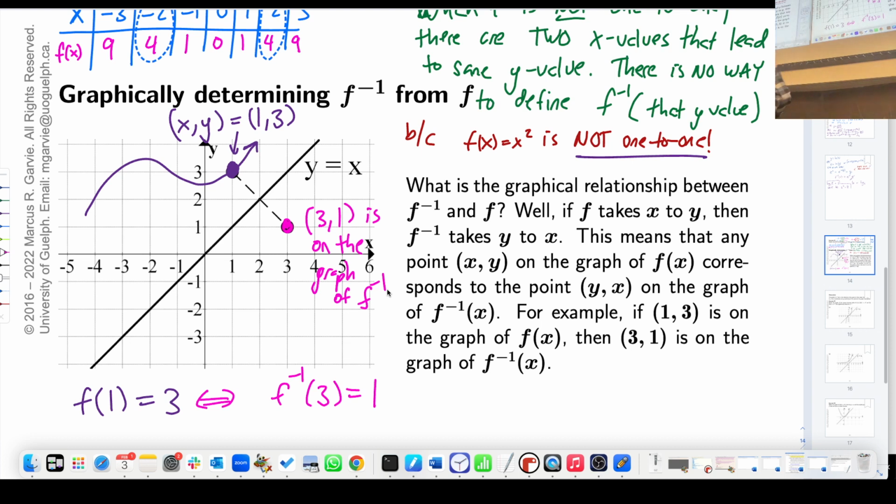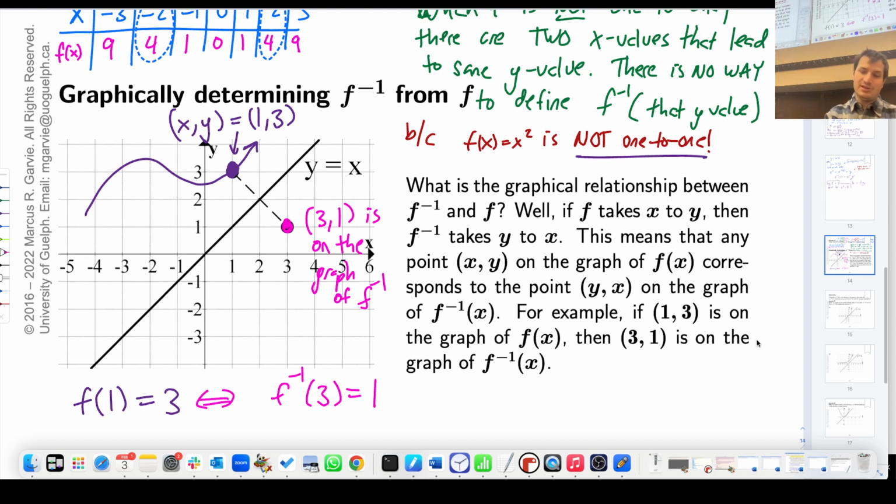So the purple point being on the original function is the same as the pink point being on the inverse function. And the thing to notice is they have the same coordinates but swapped, right? One of them is (1, 3). The other one is (3, 1). And this is totally true. The graph of the inverse function is you take all the coordinates for the original function, you just swap them.